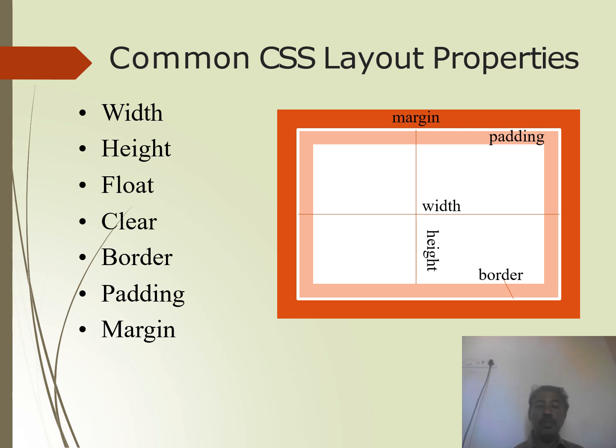I think the next one is common CSS layout properties. What layouts are possible? Layouts mean borders. In the border itself, what things are possible? Width of the border, height of the border, then float, then clear, then border, then padding, margin. Everything is shown in that diagram itself. So what is margin?